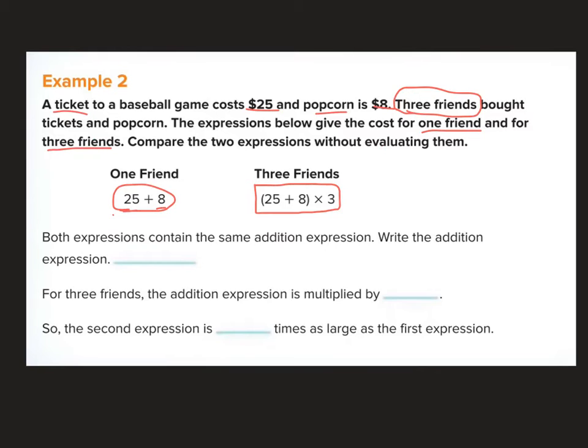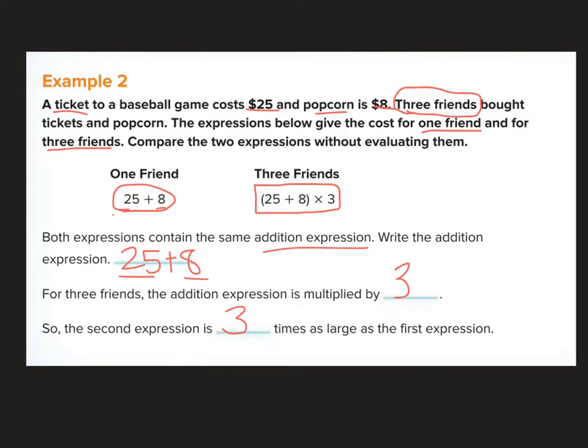It says, both expressions contain the same addition expression. Write the addition expression. So they both contain 25 plus 8. $25 for a ticket, $8 for popcorn. For 3 friends, the addition expression is multiplied by 3 because we want to do that 3 times. So the second expression is 3 times as large as the first expression.